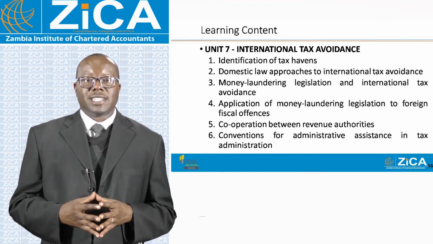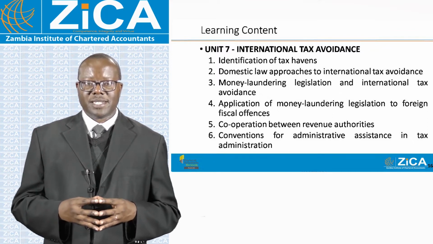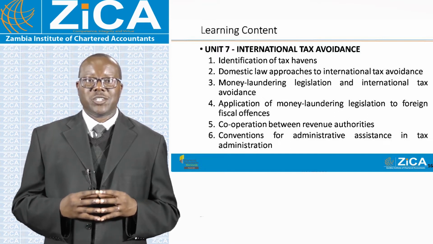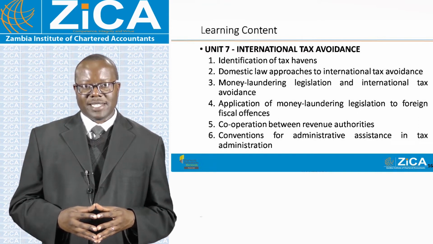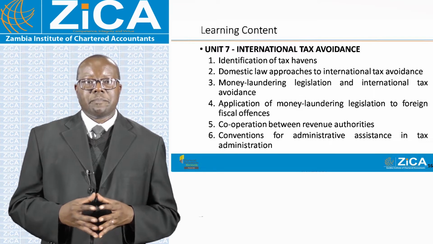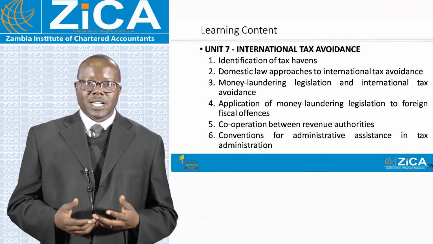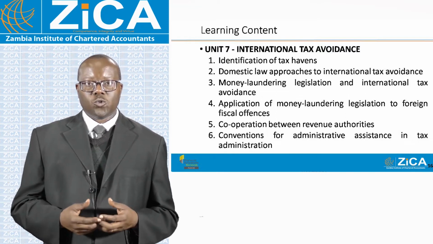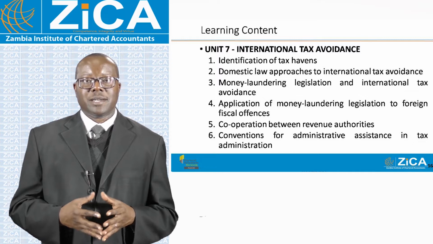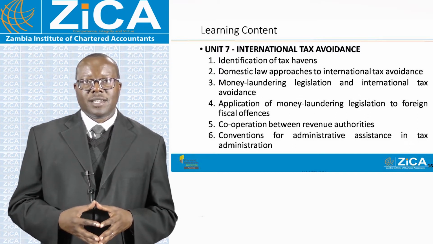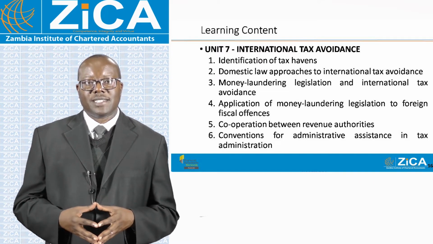2. Domestic law approaches to international tax avoidance. This is a consideration of steps which Zambia has taken to ensure that international tax avoidance is minimized. 3. Money laundering legislation and international tax avoidance. What does money laundering do as a way of ensuring that international tax avoidance is monitored? 4. Application of money laundering legislation to foreign fiscal offenses.